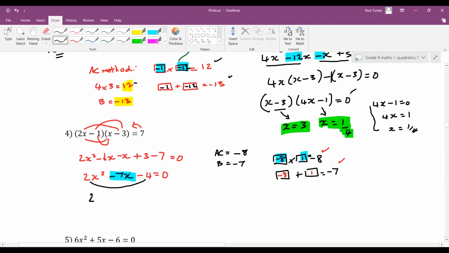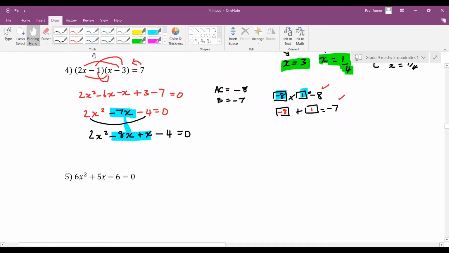So we'll have 2x squared minus 8x plus x, which is minus 7x, minus 4 equals 0. So that there is the same as minus 7. Let's move this up a bit. Okay, so now we'll do our grouping method. Hope you're following okay, because you'll do some in a minute. So here, the common factor is 2x. You'll have x minus 4 plus x minus 4 equals 0.